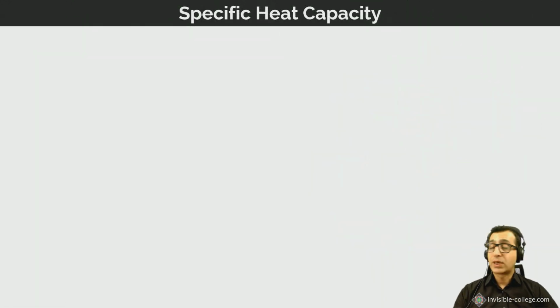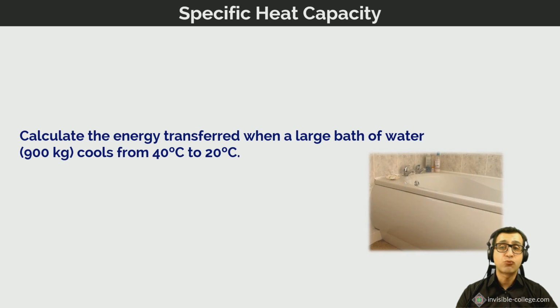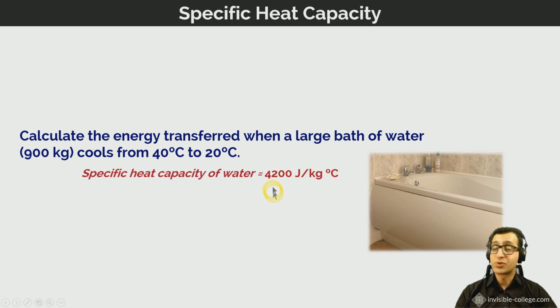So let's take a look at a calculation then. So here's a calculation for you to try. Calculate the heat energy transferred when we take a large bathtub full of water, and let's just assume that the amount of water in the bathtub has a mass of 900 kilograms. Now let's take that bathtub of water, and let's say the water starts at 40 degrees centigrade and then cools down to 20 degrees centigrade. What is the heat energy which has been transferred during that cooling process from that 900 kilograms of water? And for this, you're going to need the specific heat capacity of water, which is 4,200 joules per kilogram degree centigrade. Here's how you calculate it.